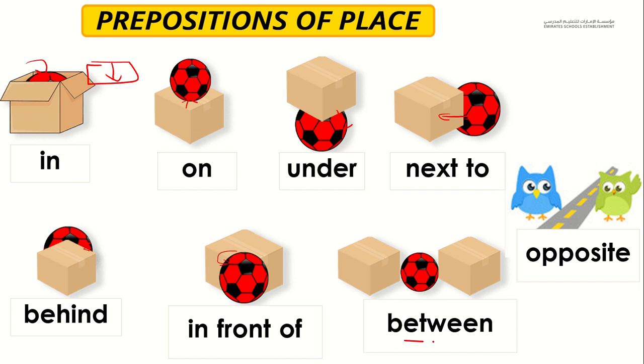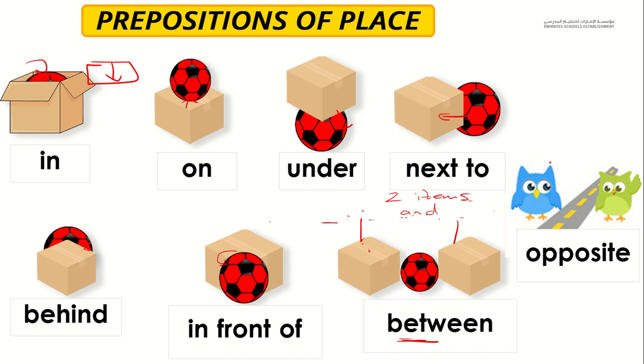between, this word here. If there are two objects, it will always say the name of the two things. So you will see the sentence says, the ball is between one box and another box. It will say and, or it will say two boxes. It will give you two items. That's when we use between.